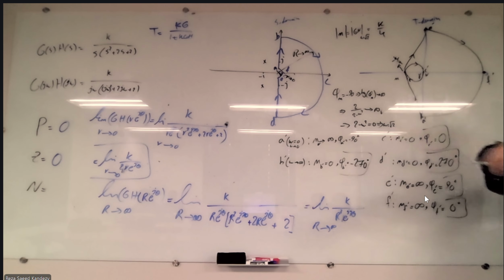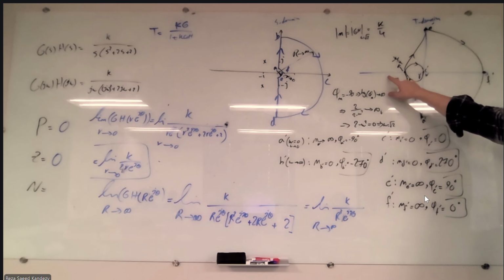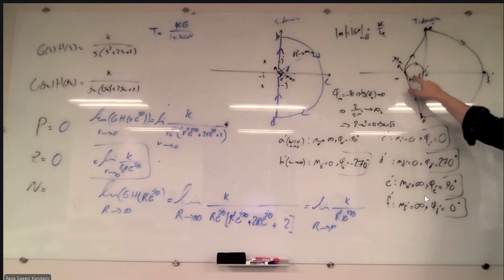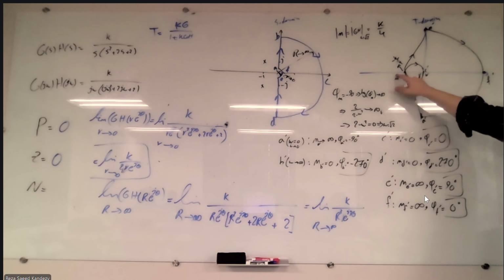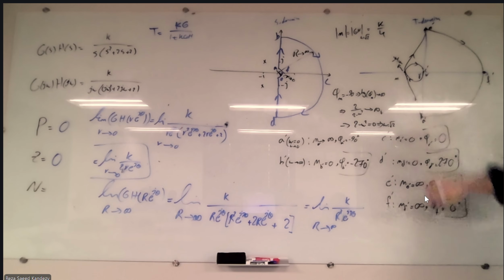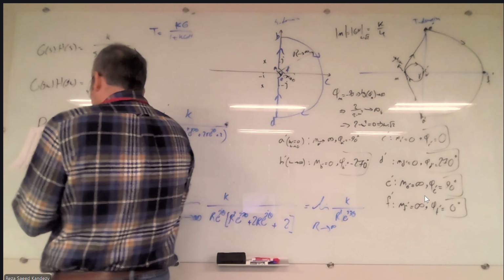The N was the net clockwise encirclement around minus 1. We don't know if minus 1 would happen here or here. If minus 1 happened here, we don't have any encirclement. If it happens here, we have one encirclement. Okay? So for what value of K would we have no encirclement?